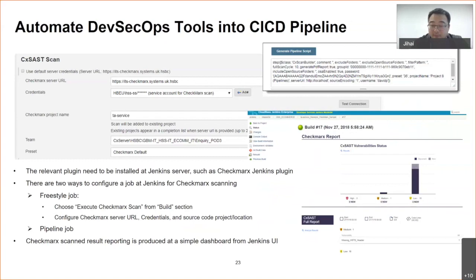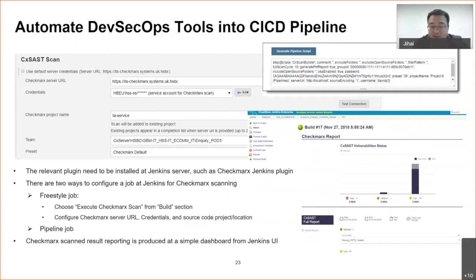Once we install the plugin, you will be able to see a section regarding Checkmarx in your build jobs. Then you can do some configurations. There are two different methods you can use for configuration. One is the traditional way, a form, similar to the one on the top left. In the form, you can set up the Checkmarx server, the source code path, and the project name, something like that. This is the traditional way.